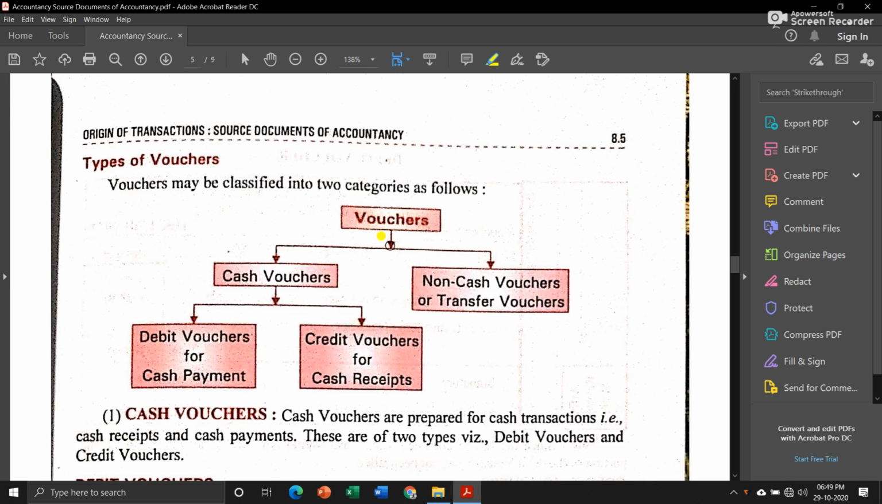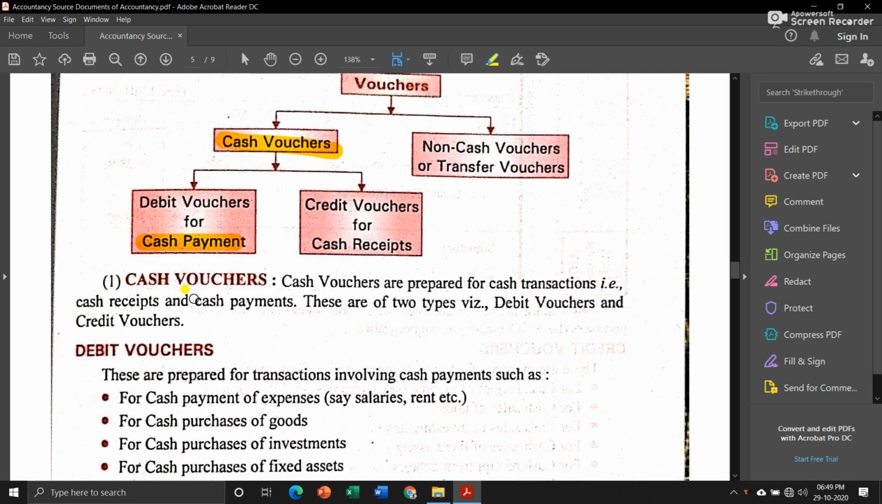Now let us see different types of vouchers. Vouchers are classified into two types. First is cash vouchers, next is non-cash vouchers or transfer vouchers. Cash vouchers are again divided into two. Debit vouchers for cash payment: if you have made any cash payment, then debit vouchers will be prepared, and if you have received any cash, then credit vouchers will be created.